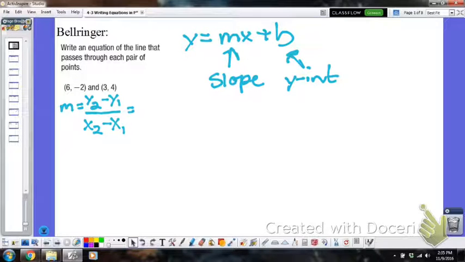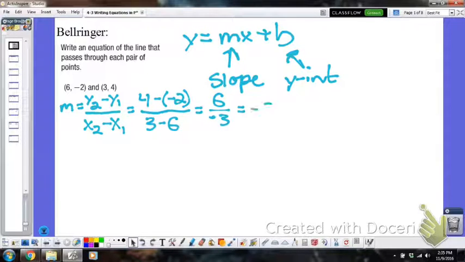So I'll substitute the points that I have. 4 minus -2 over 3 minus 6. 4 minus -2 is the same thing as 4 plus 2, so that gives me 6 over -3, which is the same thing as -2. So my slope is -2.